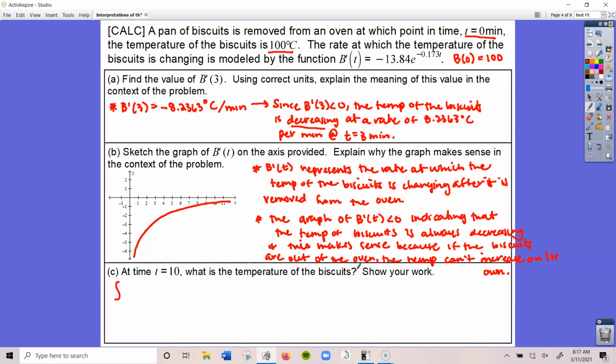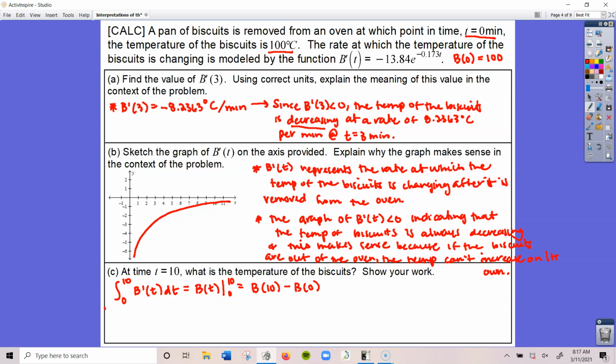Since here I'm looking for the temperature of the biscuits and the equation that's given is the derivative, I want to find the antiderivative. So I would set up an integral from 0 to 10 of b prime of t dt, because that will equal b of t evaluated from 0 to 10, which is equal to b of 10 minus b of 0.